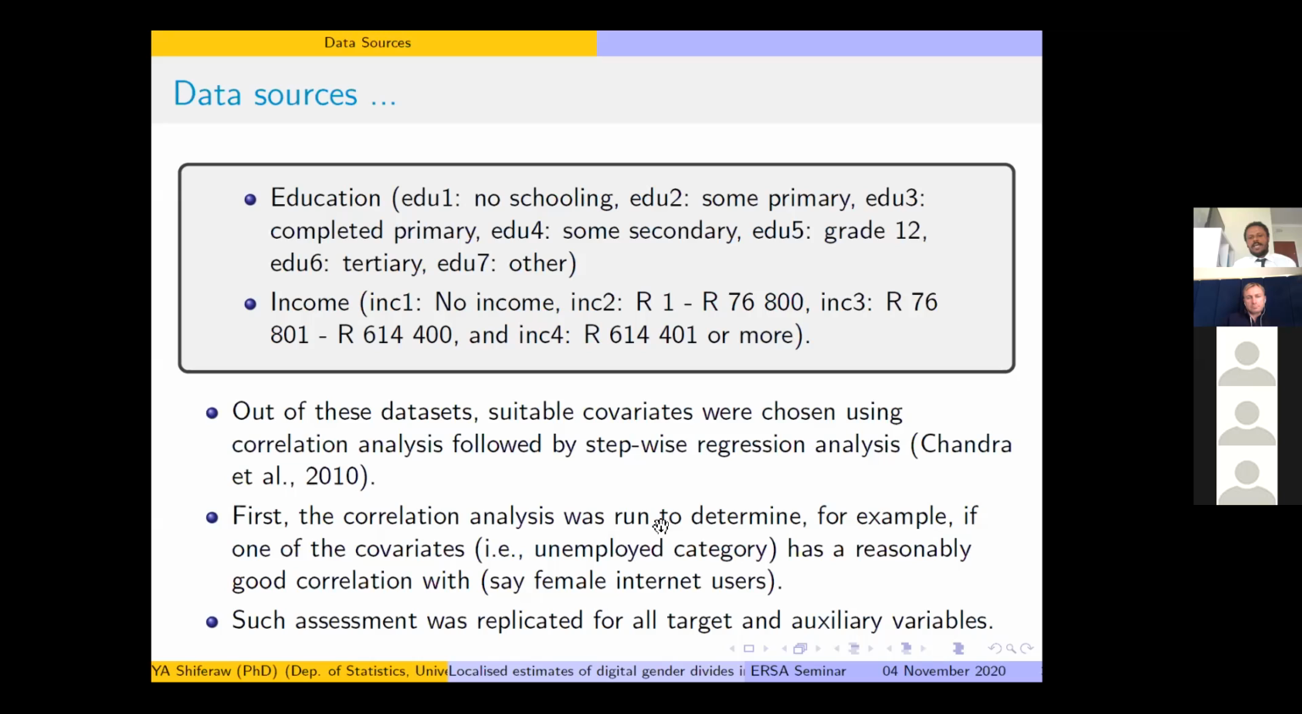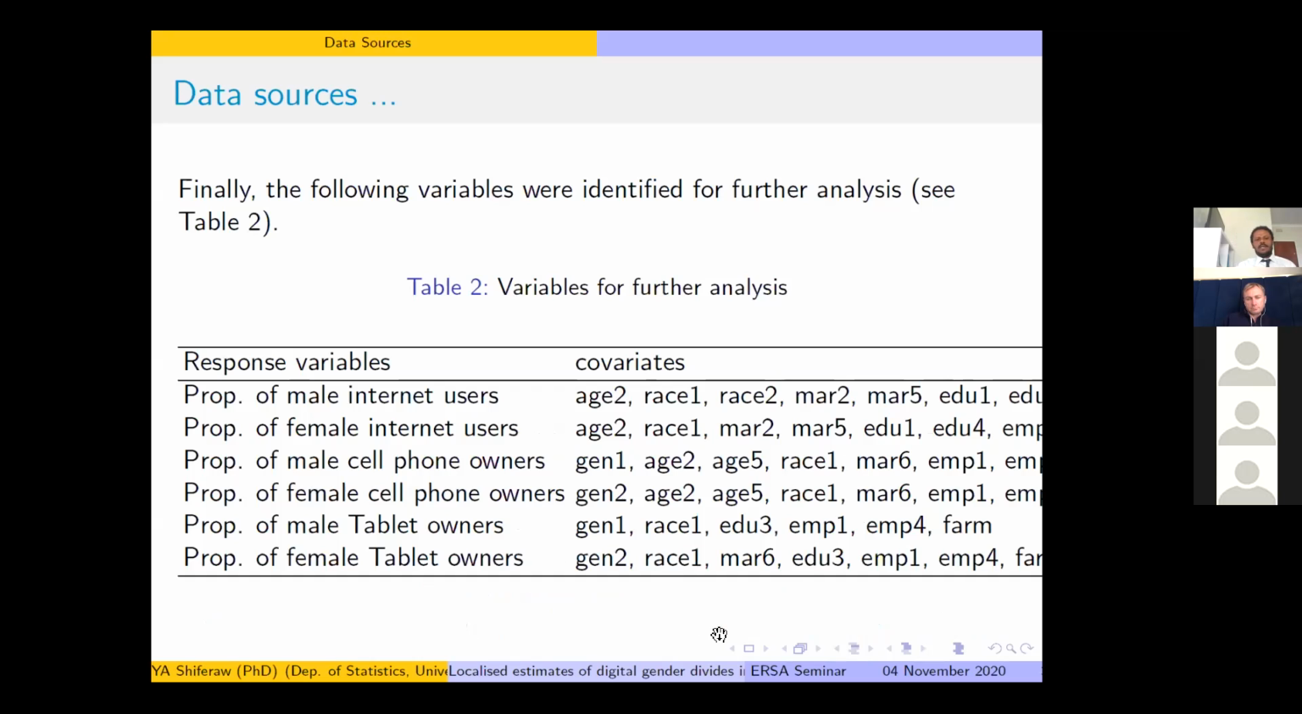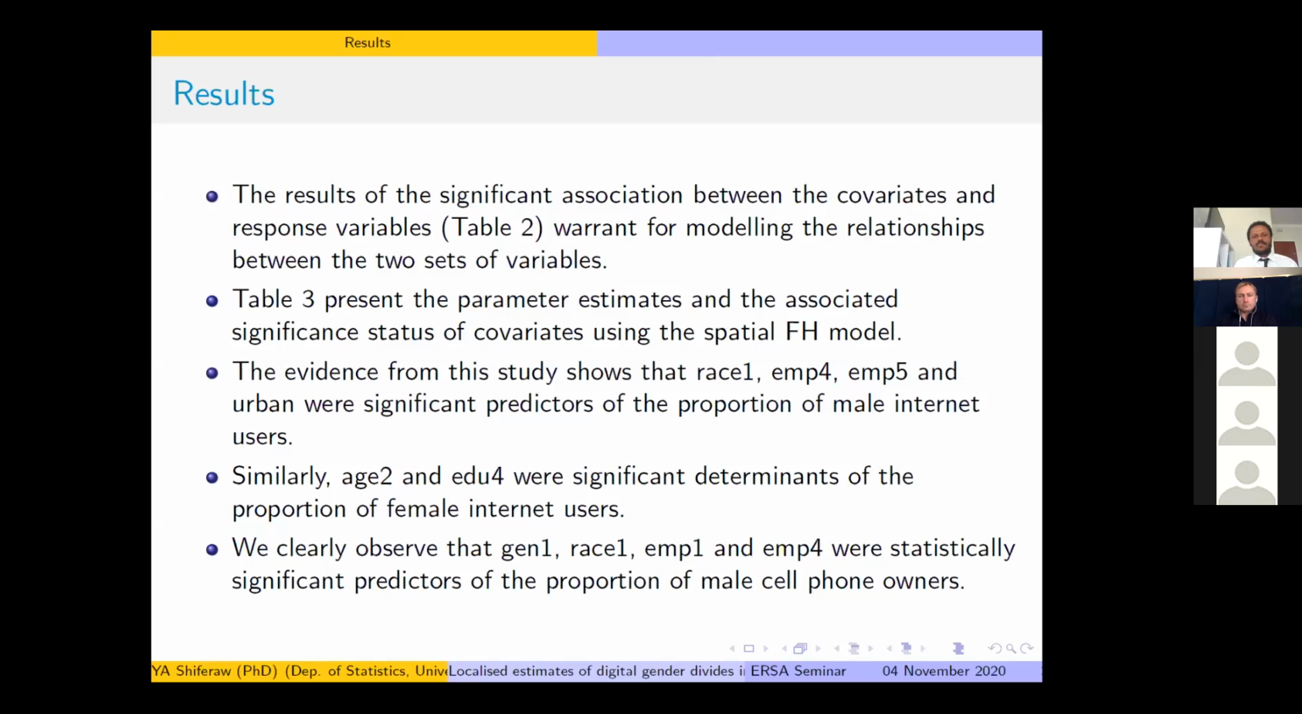First the correlation analysis was run to determine, for example, whether one covariate, let's say the unemployed category, has a reasonably good correlation with, say, the proportion of female internet users. Such assessment was replicated for all target and auxiliary variables. Now these are the variables selected for further analysis. For the proportion of male internet users, the proportion of female internet users, and so on, I have 6 response variables, and for each response variable there are auxiliary variables selected for further analysis.